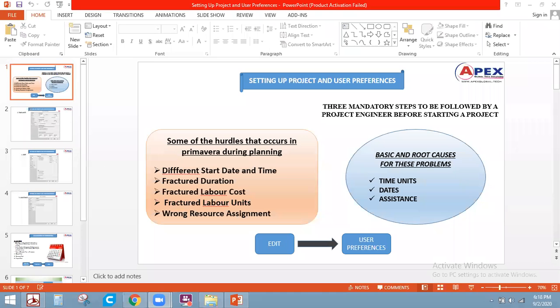Everyone getting my screen? Yes, sir. Okay.